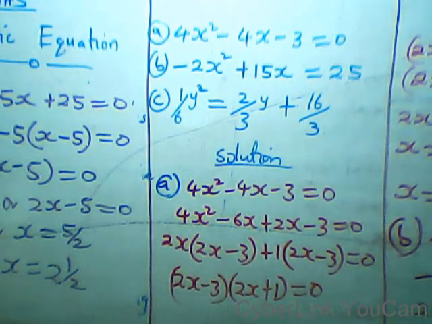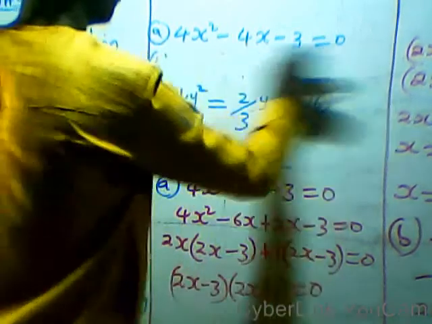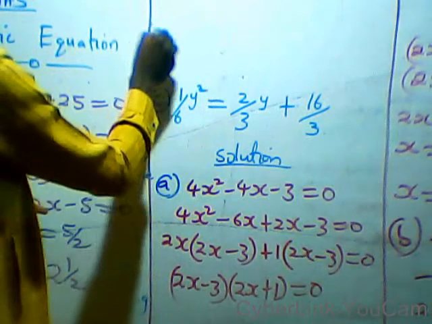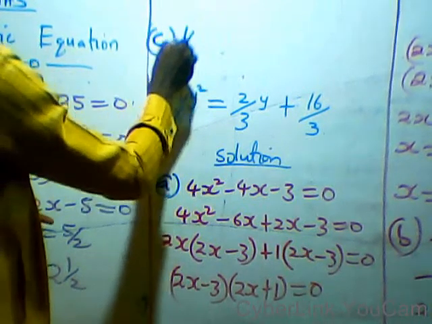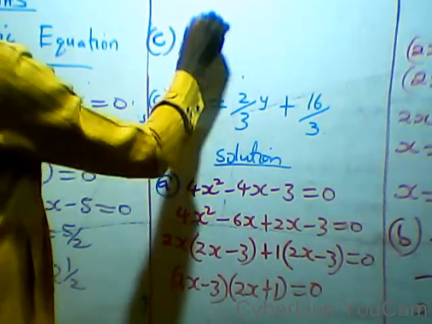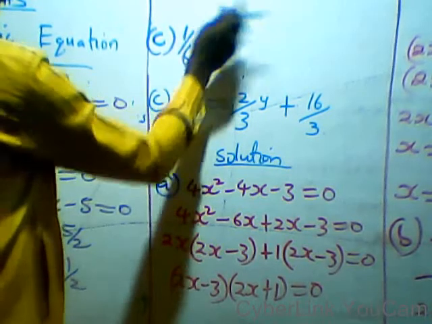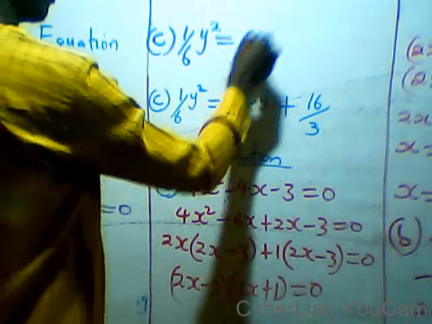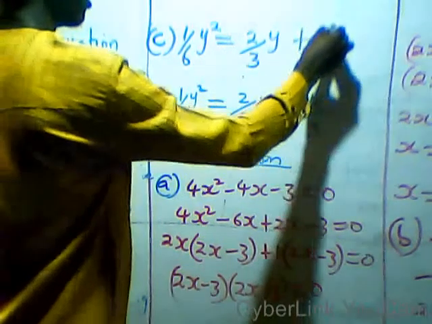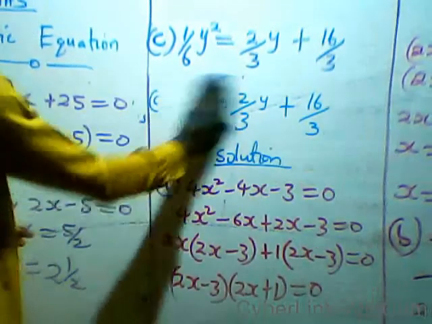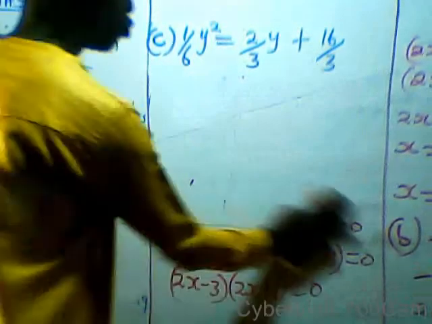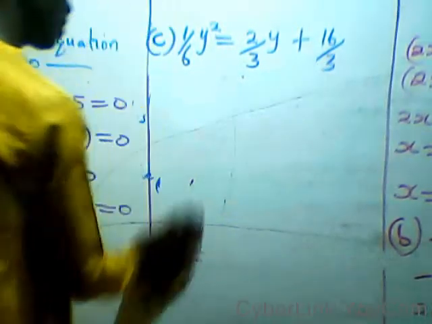C part. What we have in C is 1 over 6 y squared is equal to 2 all over 3 y plus 16 all over 3. So the LCM of the denominators in this case is 6. So what we need to do is that we multiply through by 6 to make it linear.